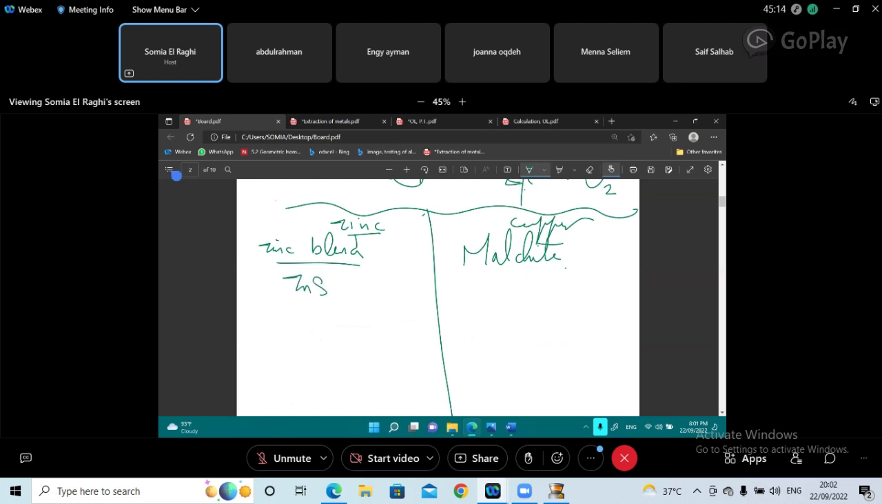ZnS. It's called zinc sulfide. Sulfide, like oxide, like nitride, like chloride, like bromide. So the chemical name is zinc sulfide. It is zinc, one element, with sulfur, one element, just attached to each other.